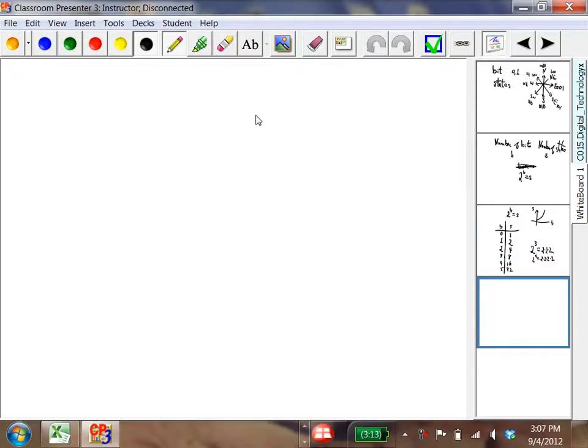If I want to encode the English alphabet, capital letters only, I need 26 states. I need a state for A, a state for B, a state for C, and a state for Z. So I need 5 bits. 2 to the 5th is 32. I'll have 26, and then I'll have 6 of them left over.